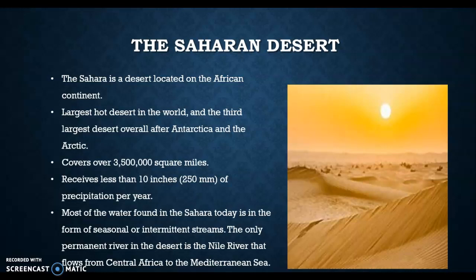Most of the water found in the Sahara is in the form of seasonal rivers, and the only permanent river in the desert is the Nile River, and that flows from Central Africa to the Mediterranean Sea.